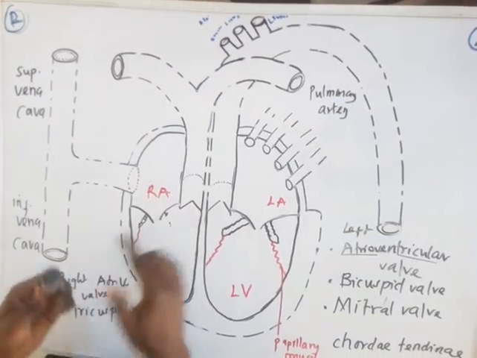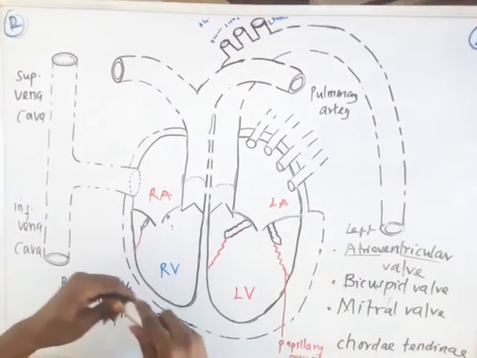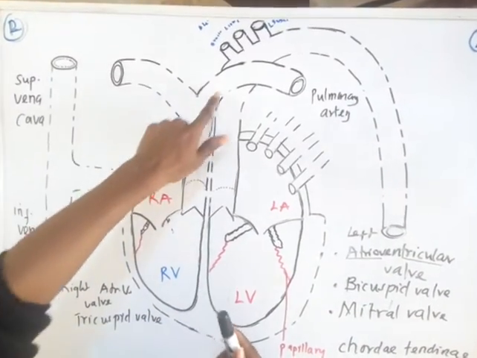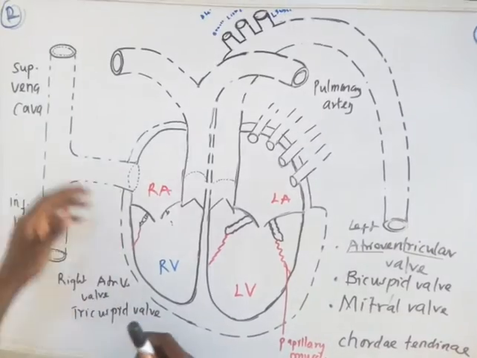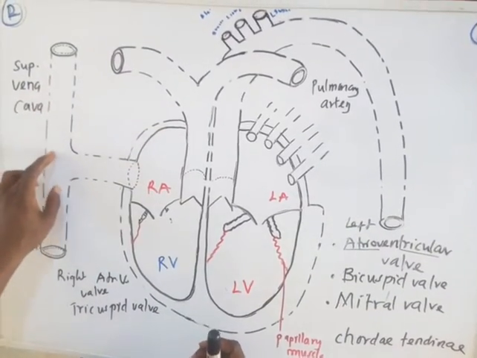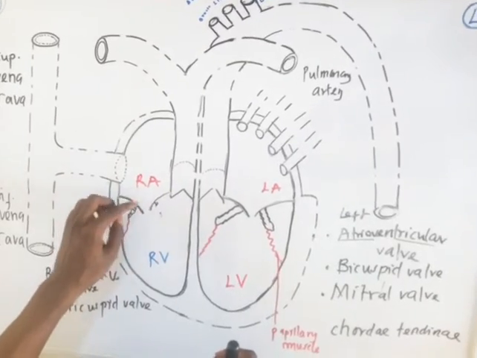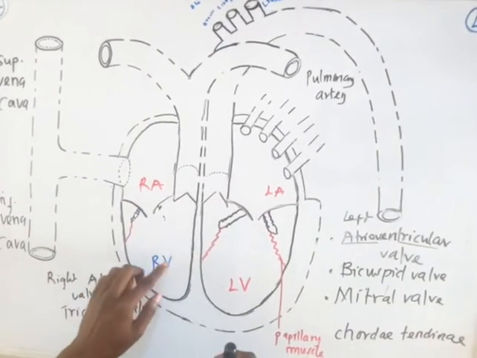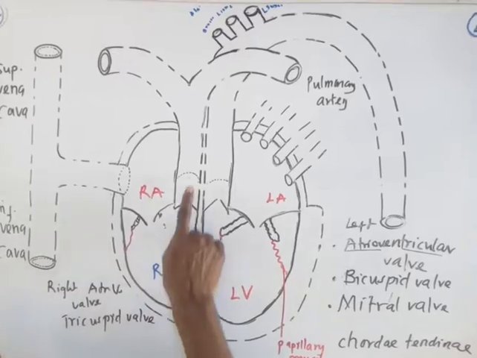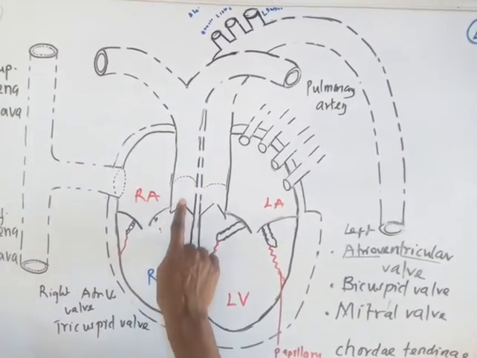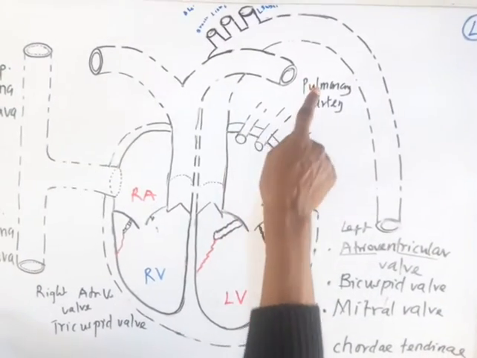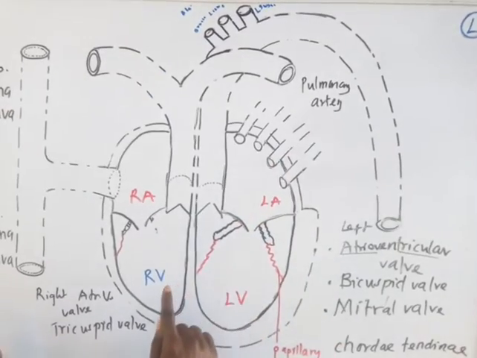This vessel is the pulmonary artery, which divides into the right pulmonary artery and the left pulmonary artery. So the deoxygenated blood goes to the right atrium, and with the help of this valve it goes to the right ventricle. Now it goes into this vessel called the pulmonary artery, and then to the lungs.